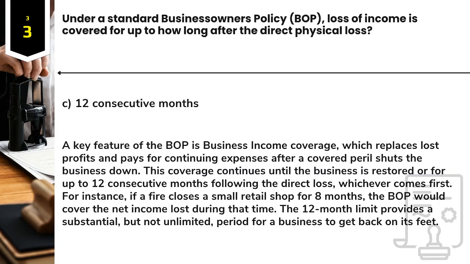This coverage continues until the business is restored or for up to 12 consecutive months following the direct loss, whichever comes first. For instance, if a fire closes a small retail shop for 8 months, the BOP would cover the net income lost during that time. The 12-month limit provides a substantial, but not unlimited, period for a business to get back on its feet.